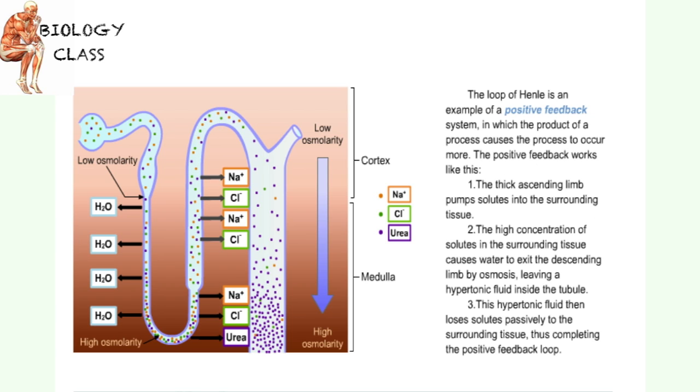The loop of Henle is an example of a positive feedback system, in which the product of a process causes the process to occur more. The positive feedback works like this. 1. The thick ascending limb pumps solutes into the surrounding tissue. 2. The high concentration of solutes in the surrounding tissue causes water to exit the descending limb by osmosis, leaving a hypertonic fluid inside the tubule. 3. This hypertonic fluid then loses solutes passively to the surrounding tissue, thus completing the positive feedback loop.